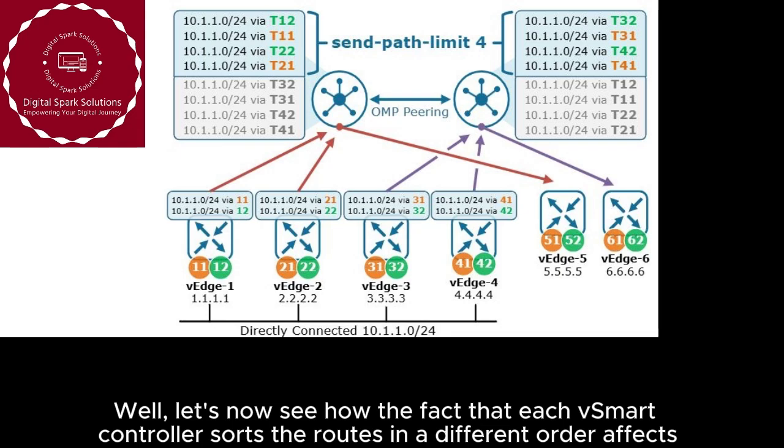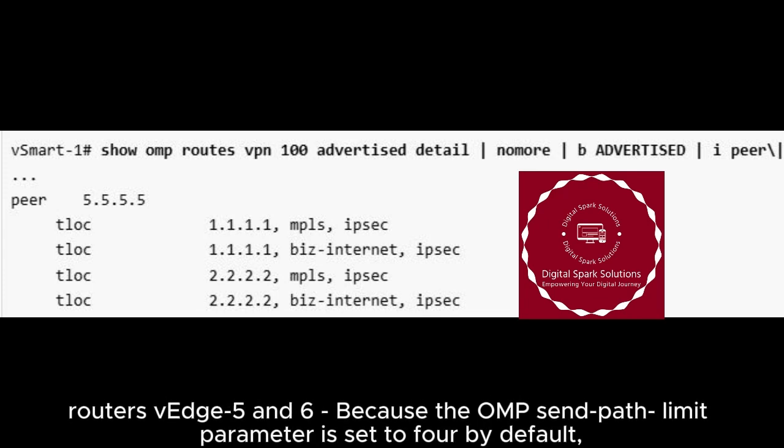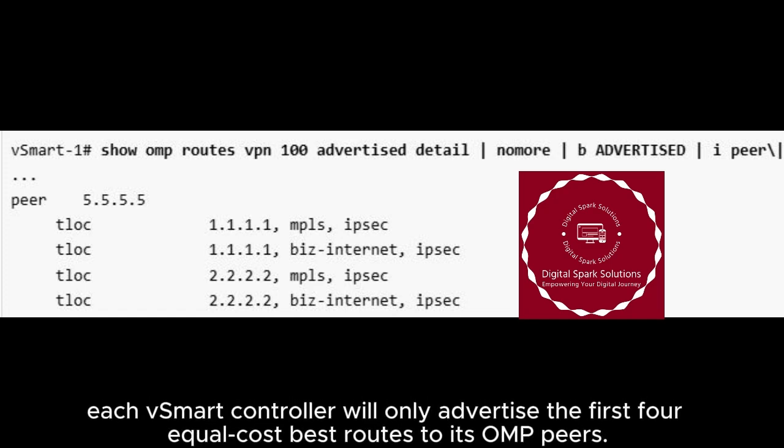Well, let's now see how the fact that each vSmart controller sorts the routes in a different order affects routers vEdge 5 and 6, because the OMP send path limit parameter is set to 4 by default. Each vSmart controller will only advertise the first four equal cost best routes to its OMP peers.